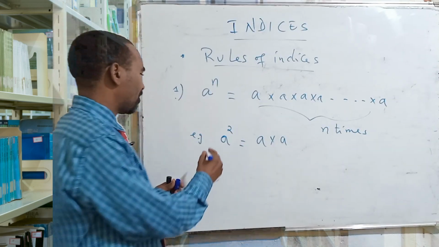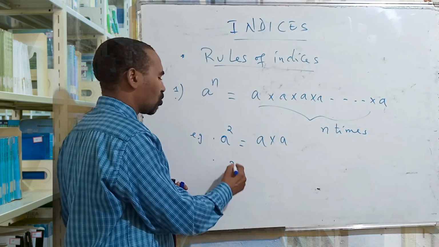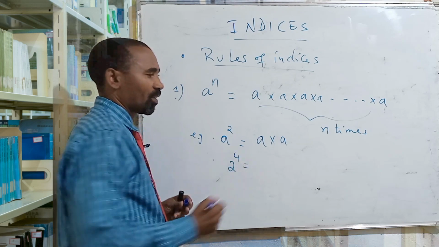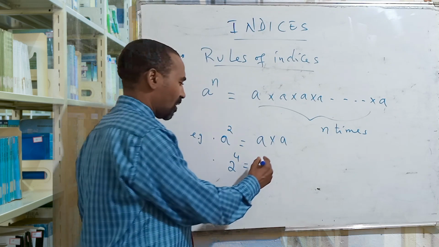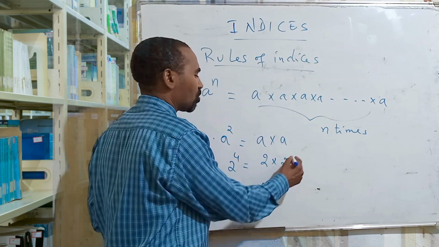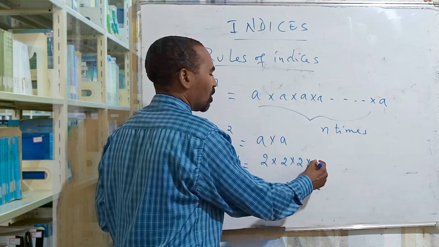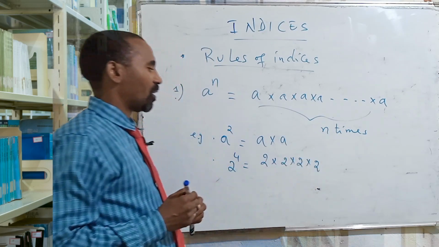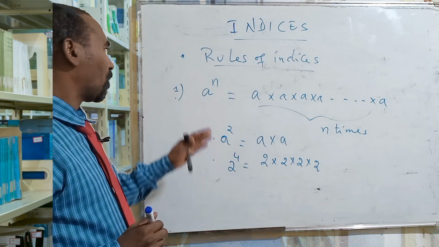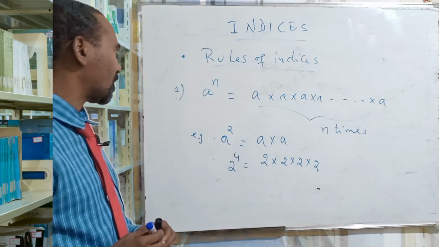When you have 2 power 4, this will be 2 times itself 4 times. 2 times 2 times 2 times 2, 4 times: 1, 2, 3, 4. This is how we perform the indices.